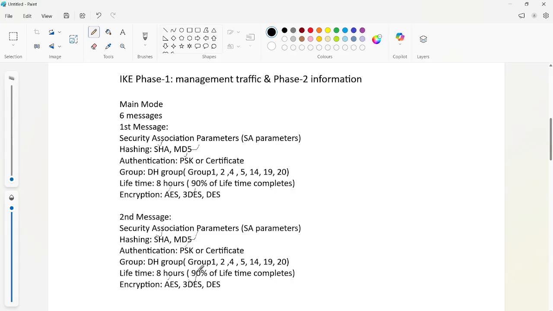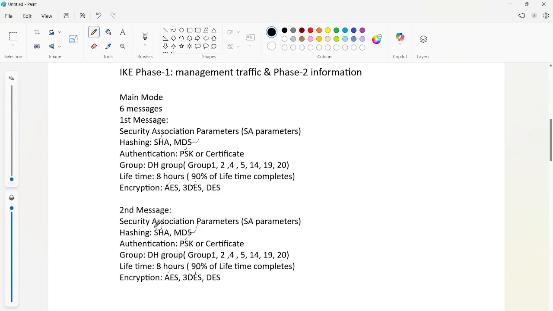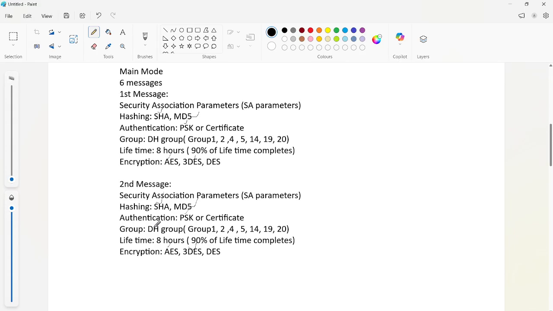If you configured everything and still the phase 1 tunnel is not coming up, you have to verify the configuration once again, whether any of the parameters are configured wrongly or mismatching, which may be causing the phase 1 tunnel not to come up. So these are the two messages which are very important in the main mode, where they are negotiating the parameters.